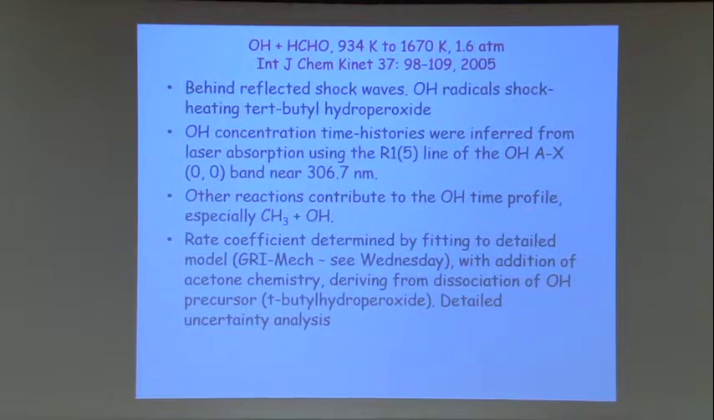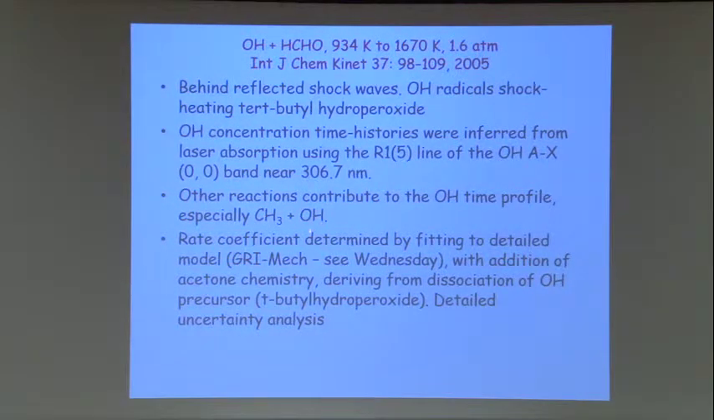Other reactions contribute to the OH time profile, especially CH3 plus OH. The OH is produced from tertiary butyl hydroperoxide, and there is some CH3 formed from that reaction. And then the rate coefficient is determined by fitting to a detailed model. They use what's called GRI-MEC, which we'll talk about later in the week, with the addition of some acetone chemistry deriving from the dissociation of the OH precursor. So this also not only produces methyl, but it also produces acetone, which can also react with the OH. And they do a detailed uncertainty analysis. The care that they take in the analysis of the data is really incredibly impressive.